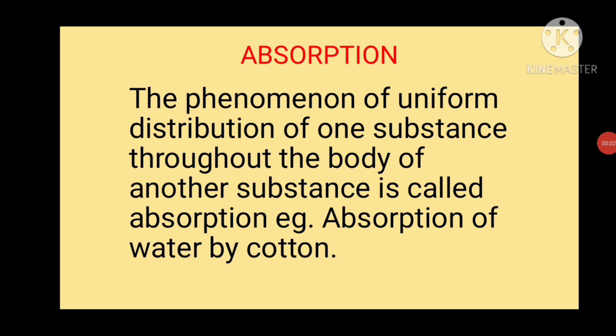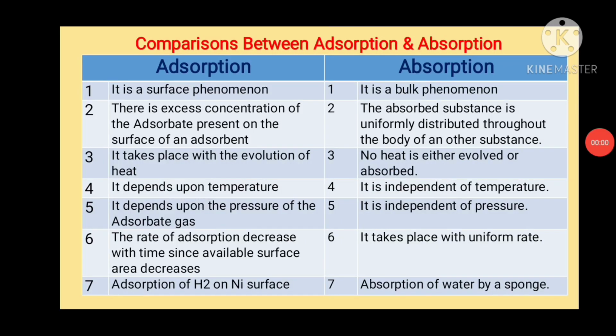Next point, absorption. The phenomenon of uniform distribution of one substance throughout the body of another substance is known as absorption. For example, absorption of water by cotton. We know that when cotton is dipped in water, cotton becomes wet with water, which is due to absorption. It is a very important topic.